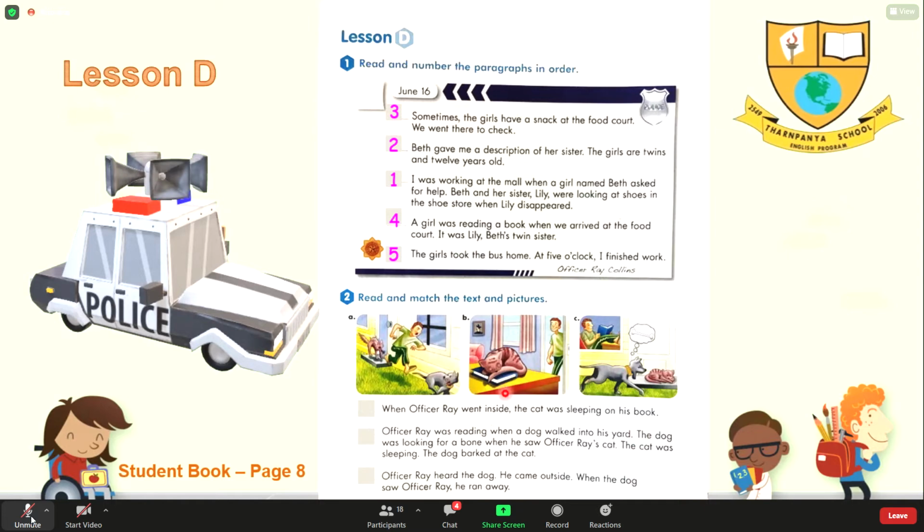Okay, so there's something happening on each of these pictures, as you can see over here. What we need to do is to match the picture and the description of the picture. So let's take a look at the first one, A. Let's read together the descriptions of the picture. The first one says, when Officer Ray went inside, the cat was sleeping on his book. That's one of the descriptions we have.